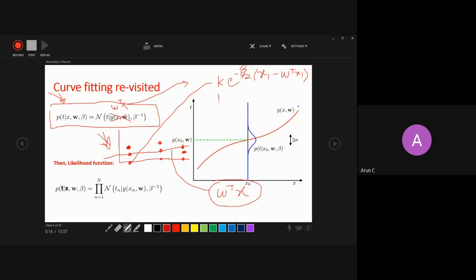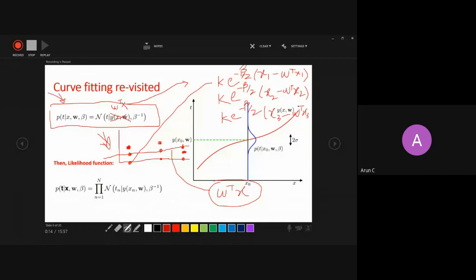What is the probability for the second point? It is k e to the power minus beta upon 2, beta is fixed, it is not changing with x, times x2 minus W transpose x2, squared. This is the probability of the second point. Third point: k e to the power minus beta upon 2 times x3 minus W transpose x3, squared.